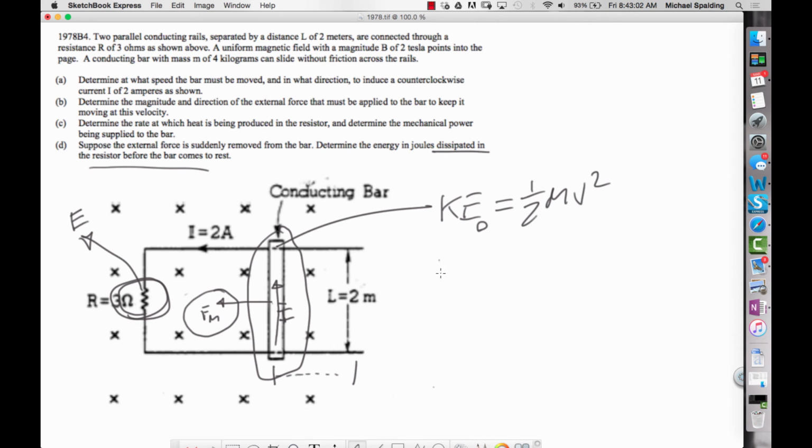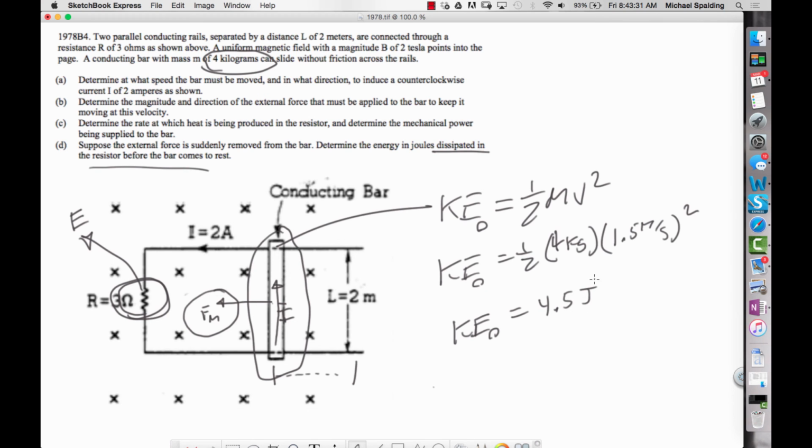Well, 1/2 mv squared. So the kinetic initial is going to be 1/2. The mass of the bar is given right here, 4 kilograms, and then the velocity was found to be 1.5. So this gives us a kinetic initial of, what is that? Oh, I didn't calculate this. 1.5 squared, basically times 2, 4.5 joules. So how much kinetic is it going to end with after it slides to a stop? 0. So how much energy is going to pop out of this resistor? The answer is 4.5 joules.